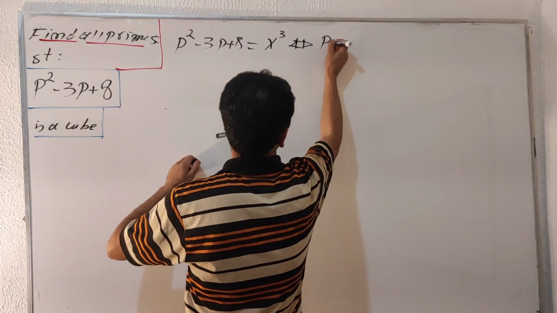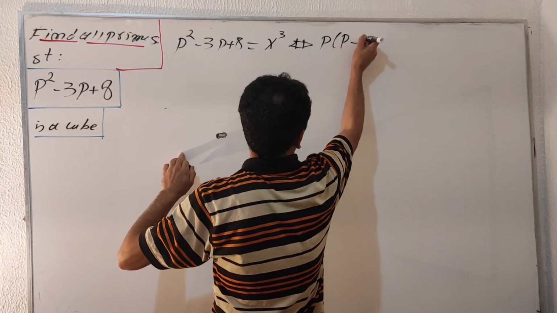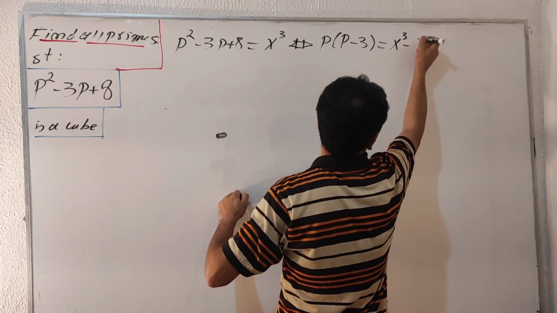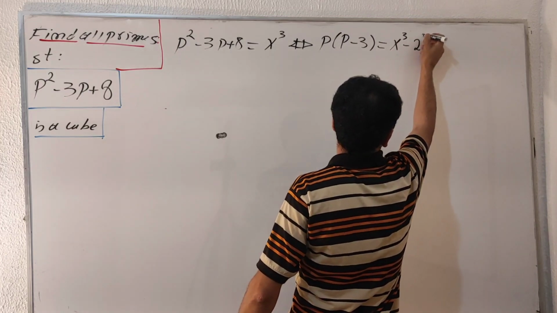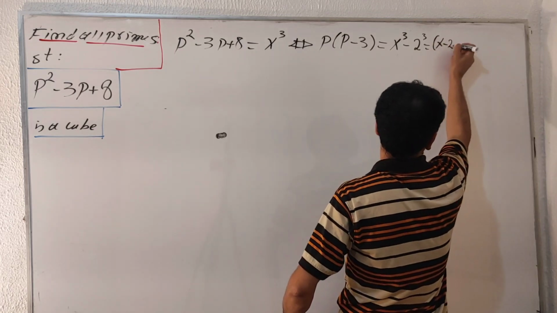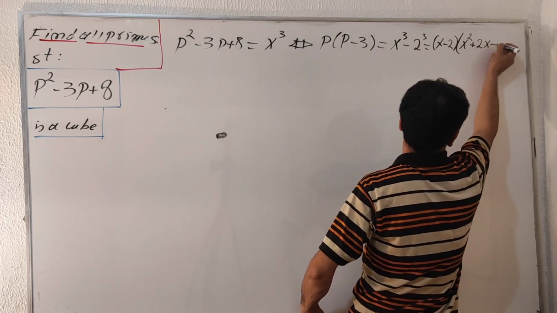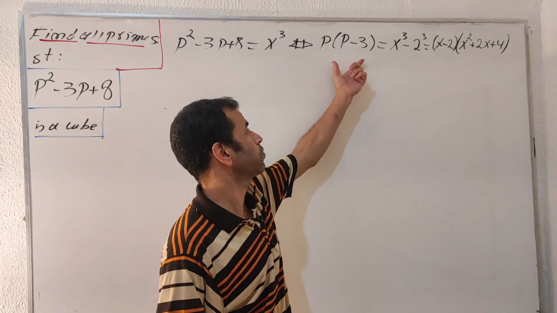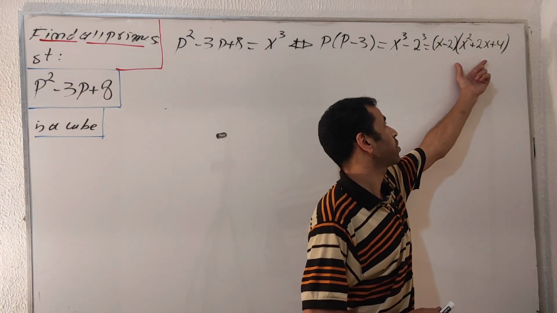Let's see what this gives us. We get here p, let's take p as a common factor. We get p multiplied by p minus 3 equals x cubed minus 8, which is the same as x cubed minus 2 cubed. Let's factor this out. We get x minus 2 times x squared plus 2x plus 4, like this. At this point we know p divides the left hand side of this equation, which means p must divide the right hand side of this equation as well.